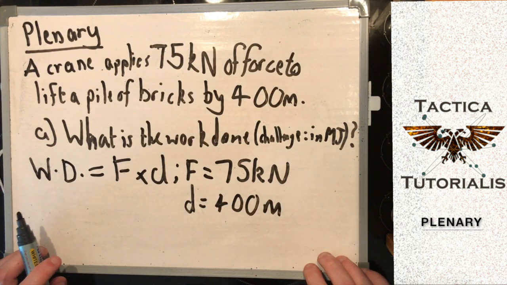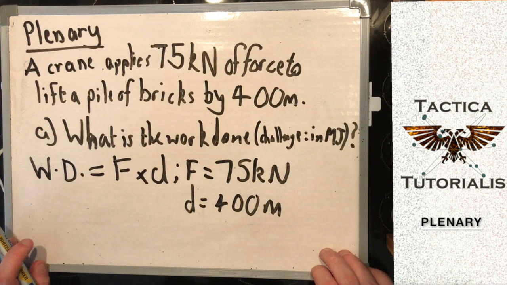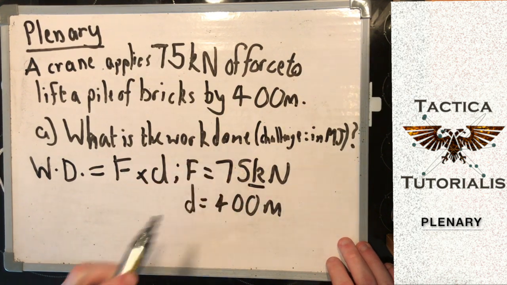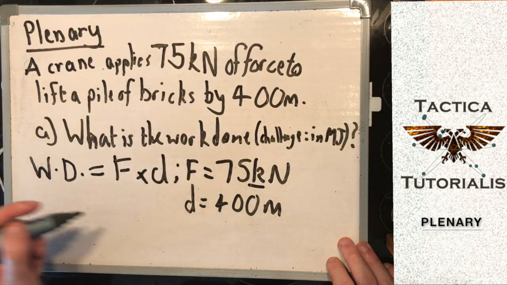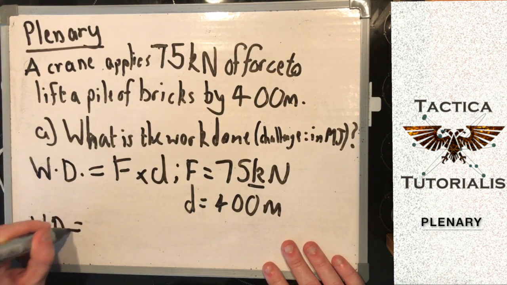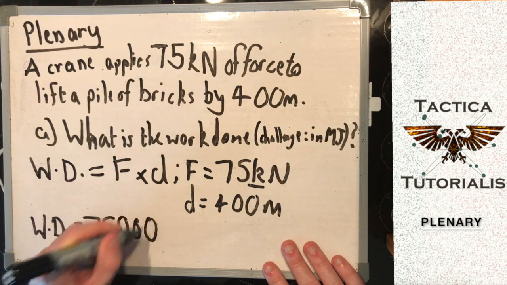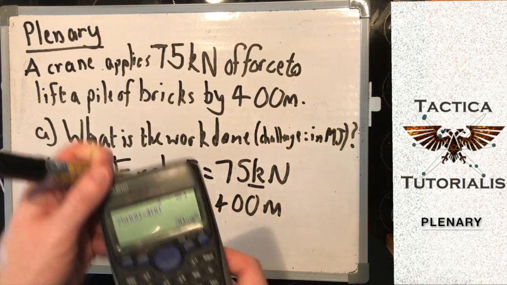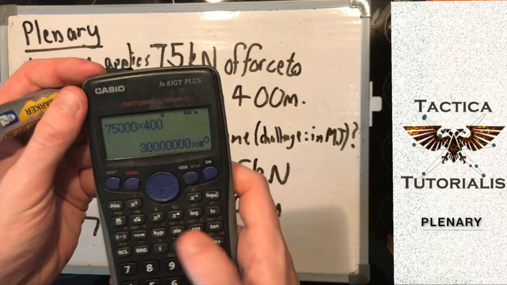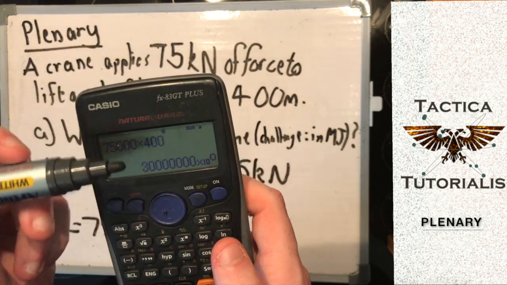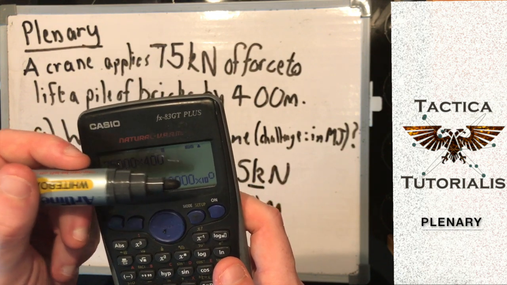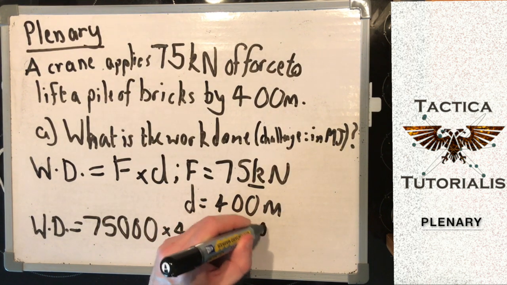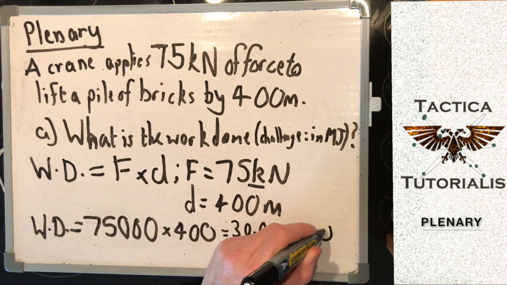Now, you might think, okay, that's easy. 75 times 40, done, great. Or 75 times 400, sorry. Not quite. Remember, we've got kilonewtons here. So that means that our work done is going to be 75,000, because you've got that kilo, multiplied by 400, gives you 3, and then 1, 2, 3, 4, 5, 6, 7 zeros. 1, 2, 3, 4, 5, 6, 7 joules.